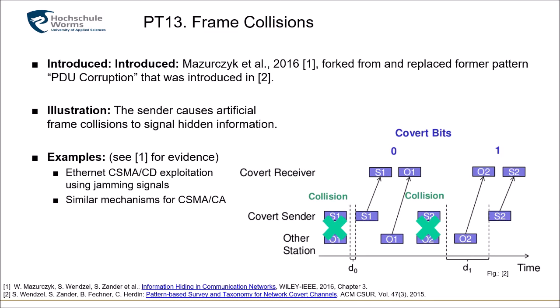Then there are frame collisions. One should say artificial frame collisions, because the sender causes artificial frame collisions to signal hidden information, like seen here. Depending on the timing of other network packets, the sender would introduce a frame that collides with an existing frame from another station to signal some hidden information. This works for CSMA/CD and also similar mechanisms.